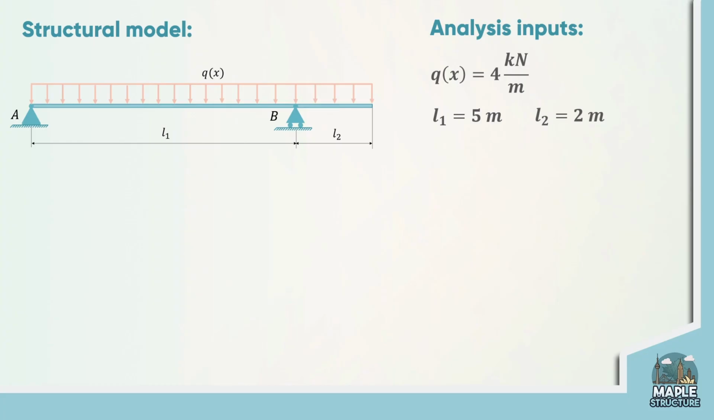It consists of two segments: the main span between roller and pin supports, and the overhang, which acts as a simple cantilever I explained in my previous videos. The beam is loaded with a uniformly distributed load along its entire length with a value of 4 kN per meter. The length of the cantilever segment is 2 meters and the main support segment is 5 meters.